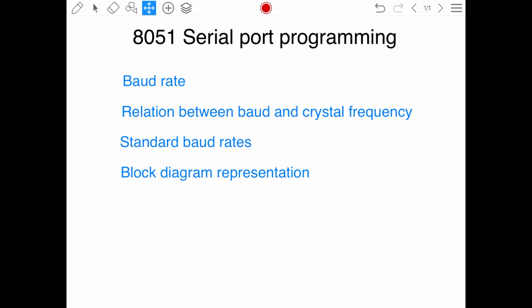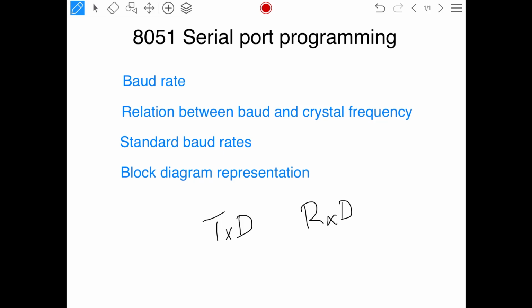All, in this video, let us concentrate on 8051 serial port programming. We know there are two pins in 8051 that are meant for serial communication. Those are TXD, whenever the microcontroller is acting as a transmitter, that is, sending serial data, and RxD, whenever the microcontroller is acting as a receiver, that is, while receiving serial data.